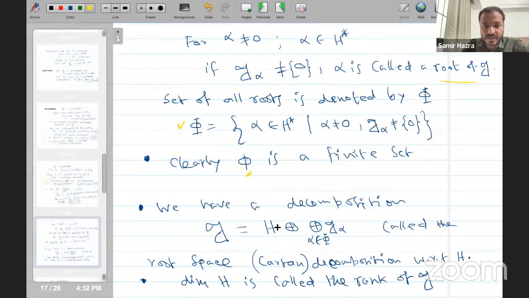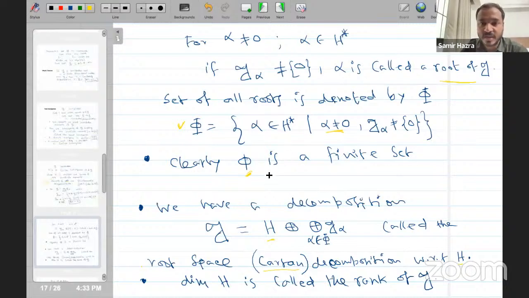So now we are rewriting this decomposition. G0 was H, and inside phi we are taking alpha to be non-zero, so there is no 0 here. It becomes a direct sum of the form H direct sum of G alpha, alpha belonging to phi. This very satisfying decomposition is called the root space decomposition, or the Cartan decomposition. We will just say Cartan decomposition when we are referring to this, and it is the Cartan decomposition with respect to H.